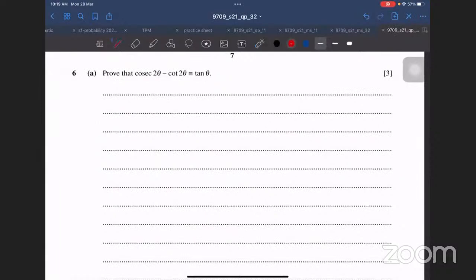Prove cosec 2 theta is 1 over sine 2 theta and cot 2 theta is cos 2 theta over sine 2 theta. Okay. So sine 2 theta in the denominator, 1 minus cos 2 theta. What is the trick? 1 minus 2 cos squared theta, we want to eliminate the 1.